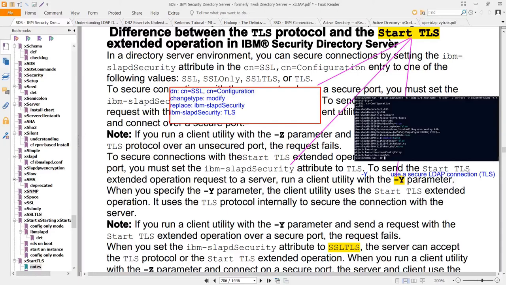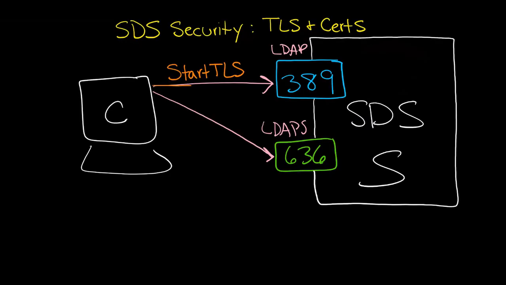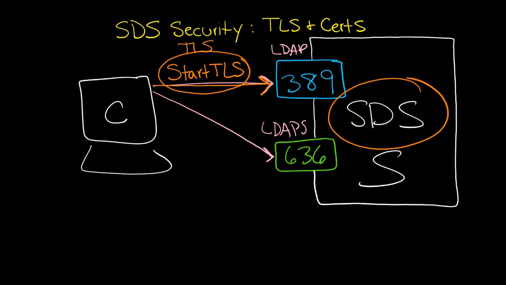And that's accomplished through something called Start TLS. And all that means is that the client will connect over to 389 over plain text and then issue a command called Start TLS, which will then continue the communication using TLS, which is encrypted. And SDS allows Start TLS. And that matters because this LDAPS approach using 636 is now considered deprecated.